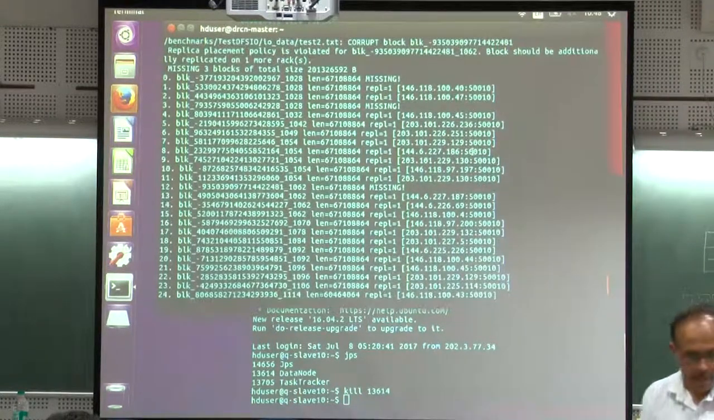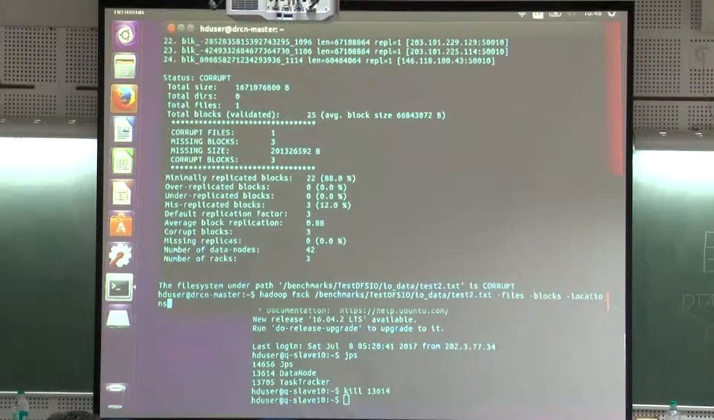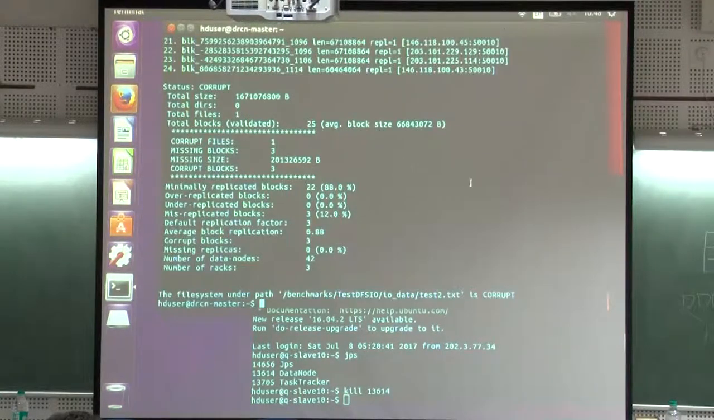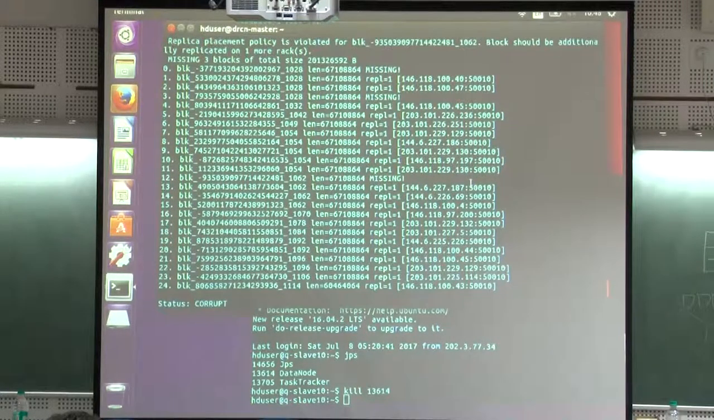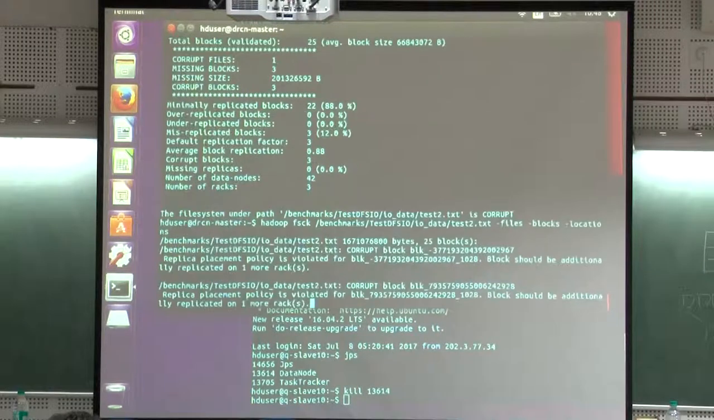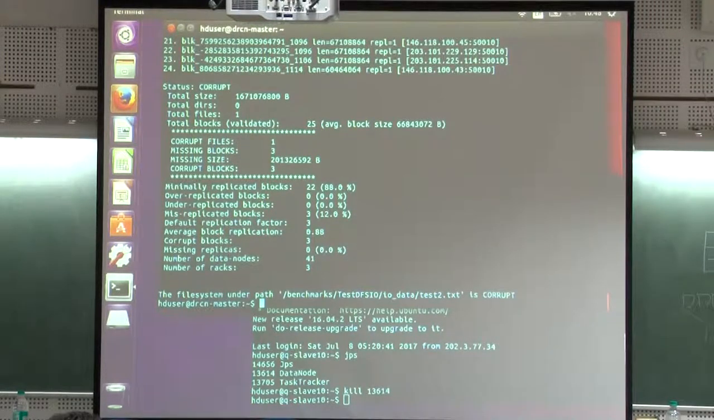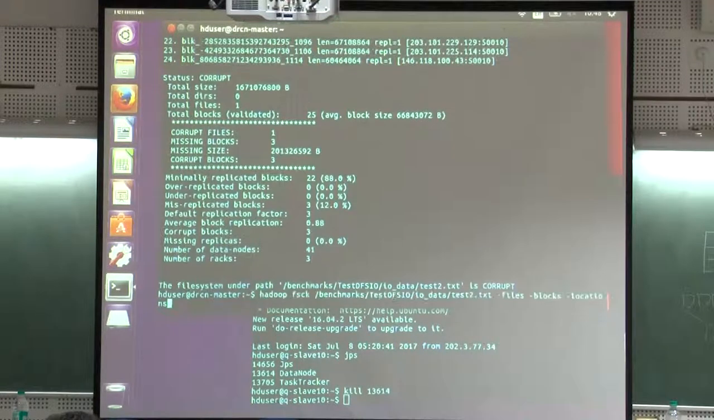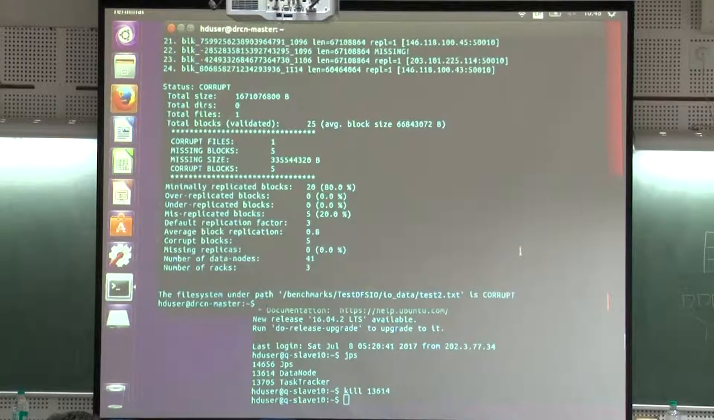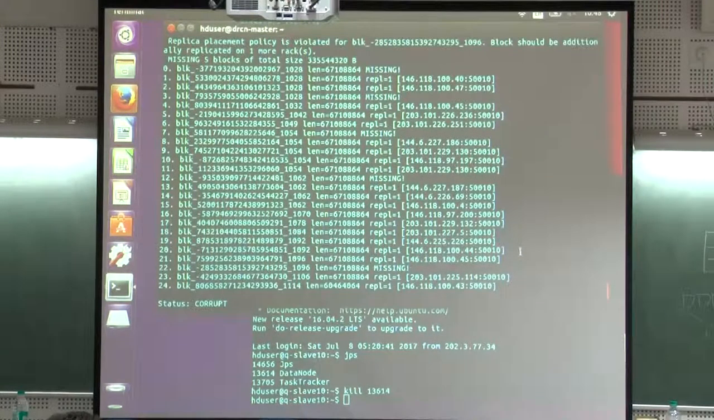All corrupt, and it's still about the 3 missing. Still missing. It will take a little while, I guess. And also, it's now a bigger file. Well, it's bigger, yeah, but it's spread over more nodes. More nodes, so there could be more happening in parallel as well, I should think. Now at least it has started. Actually, it's got five missing.